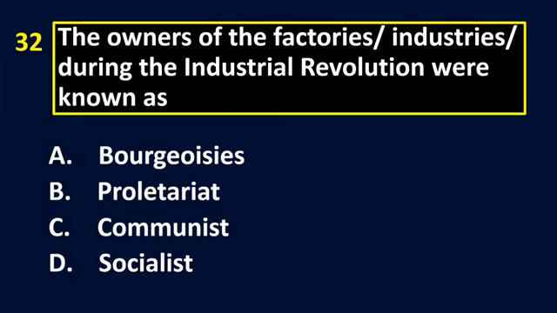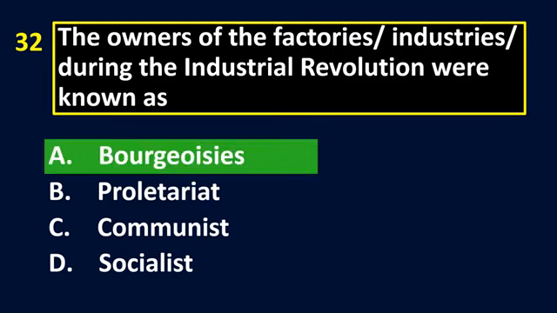32. The owners of the factories or industries during the Industrial Revolution were known as A. Bourgeoisie, B. Proletariat, C. Communist, D. Socialist. The answer is A. Bourgeoisie.